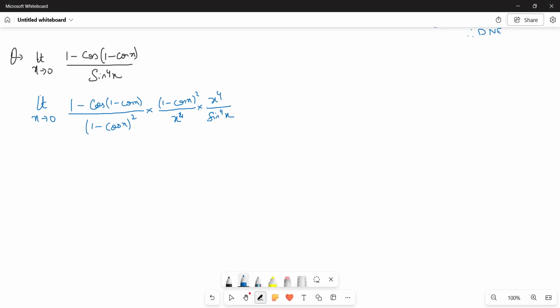Look, is everyone okay with this? Did you understand this? This is the general process of converting to standard limits. Is everyone okay with this?